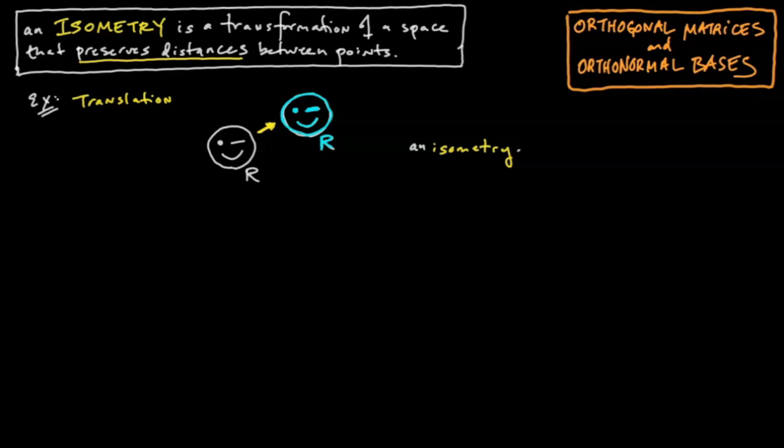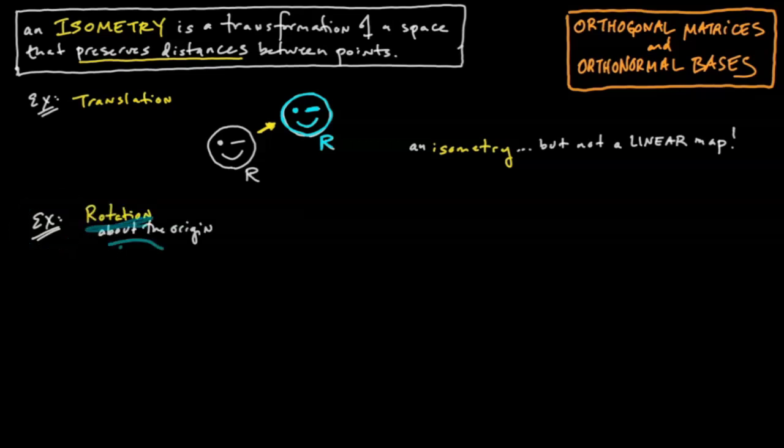Note, however, that although it is an isometry, a translation is not a linear map. It's not a linear map because a translation would move the origin. It moves every point, and we know that linear maps always preserve the origin. So, how about an example of a linear isometry? Well, a rotation about the origin would be a simple example in R2.